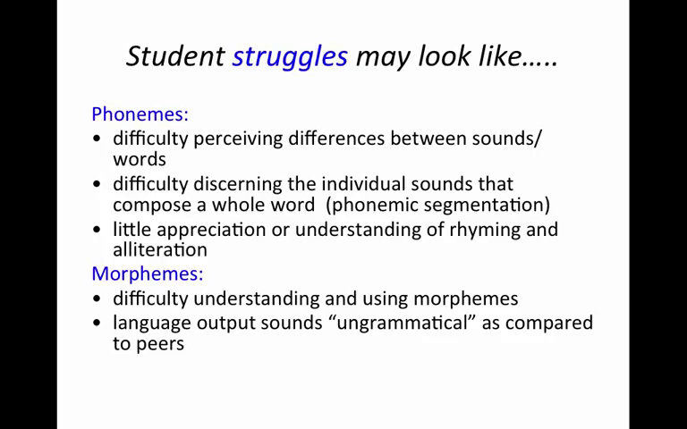For students struggling with morphemes, this might look like difficulty understanding and using morphemes. Language output may sound ungrammatical as compared to peers. For a kindergartner to say something like, I runned home, wouldn't stand out as compared to peers in their use of grammar. However, for an 8th grader to say, I runned home, that could provide a clue for a teacher or someone working with that person that the student may be struggling with morphemes.